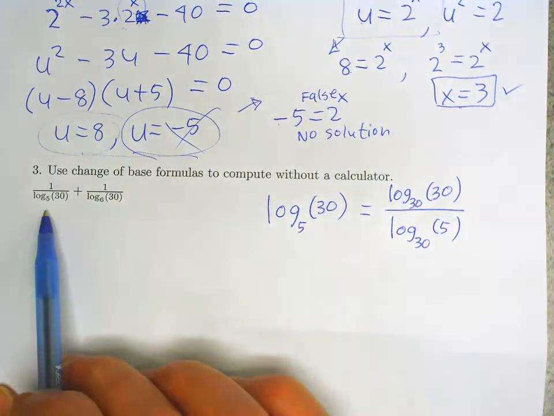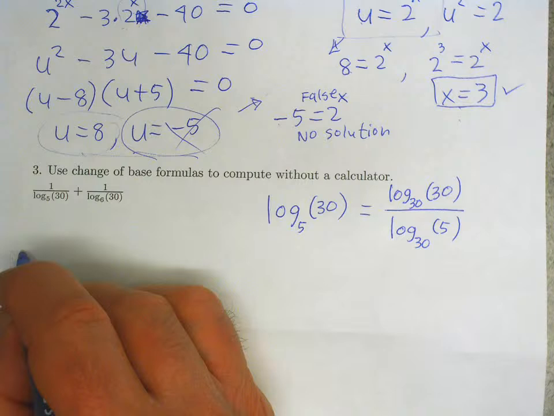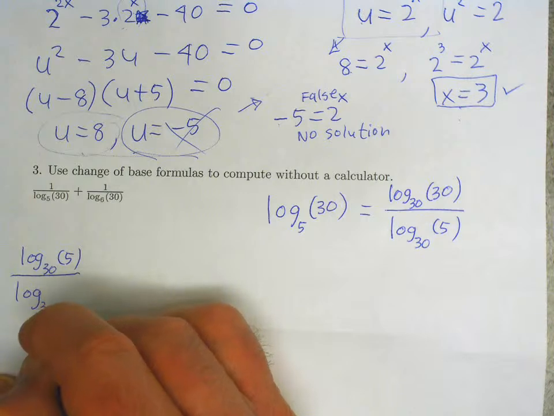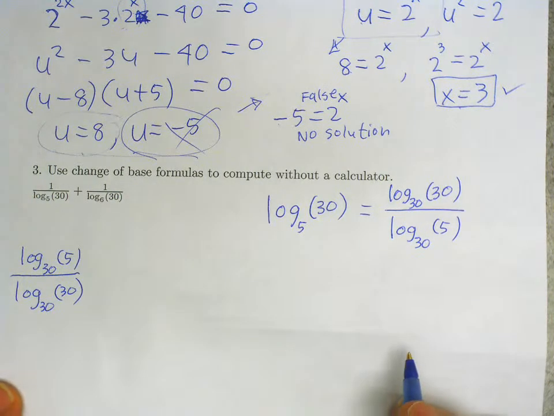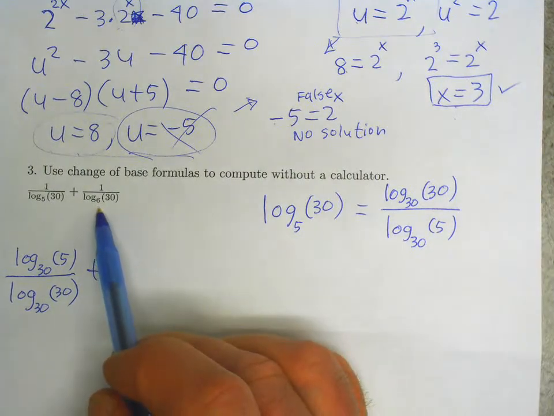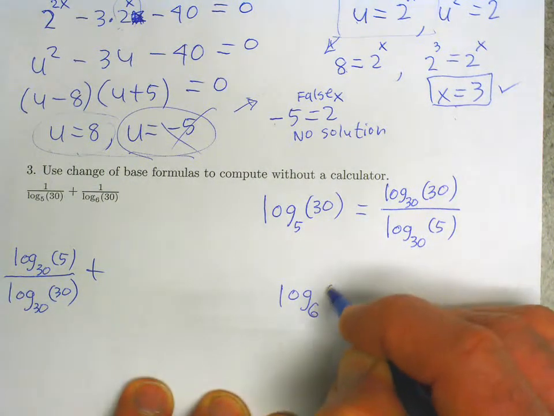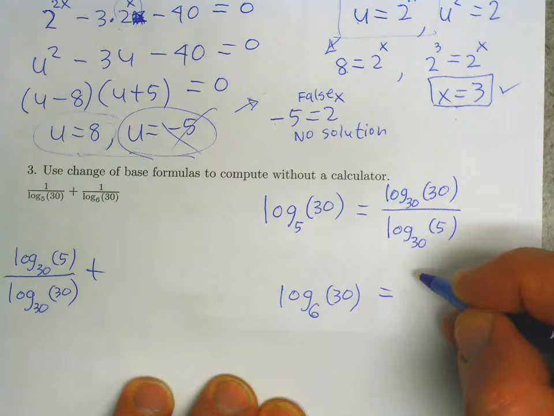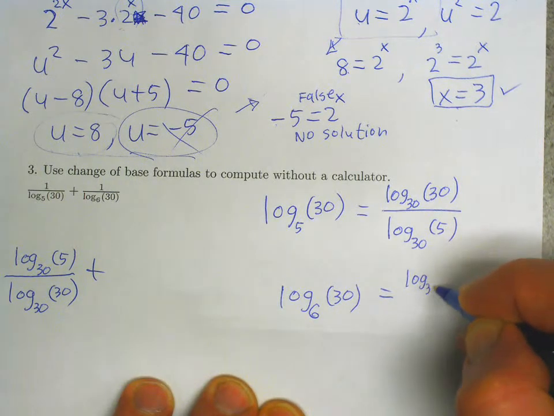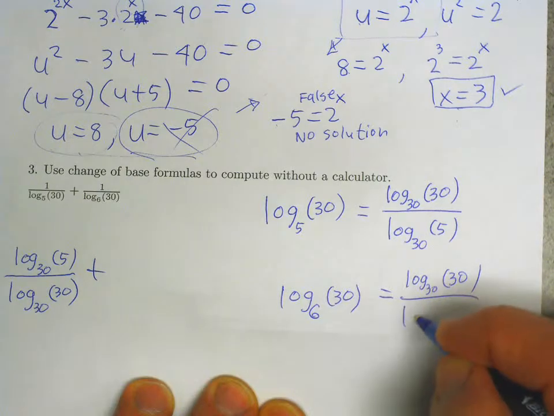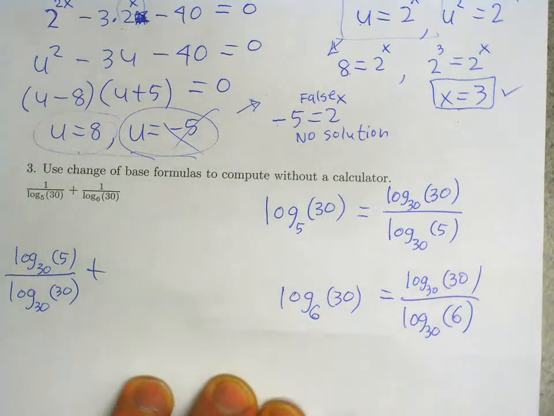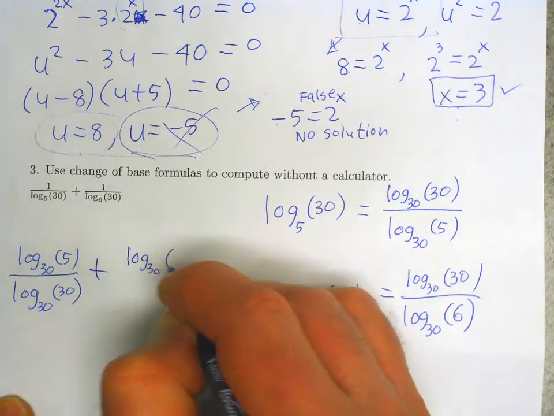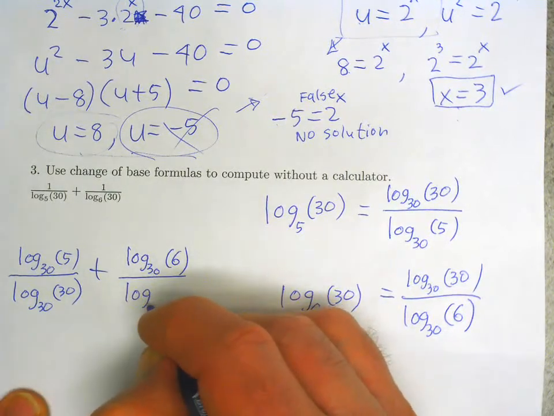And if this is in the denominator, then 1 over that is log base 30 of 5 divided by log base 30 of 30. And then similarly, this denominator, log base 6 of 30, use the change of base, convert this into an expression using log base 30. So log base 30 of 30 divided by log base 30 of 6. And then 1 divided by this, we have log base 30 of 6 divided by log base 30 of 30.